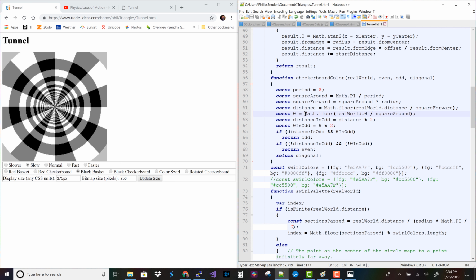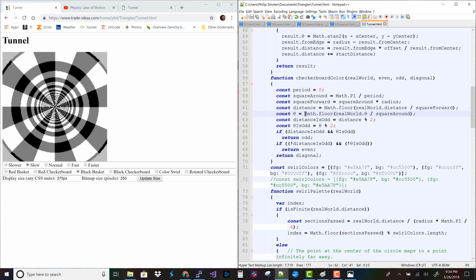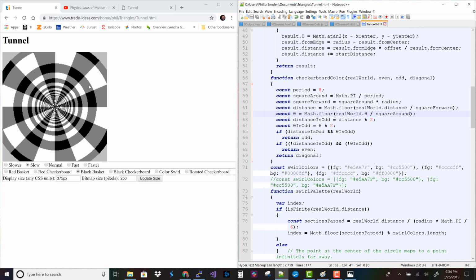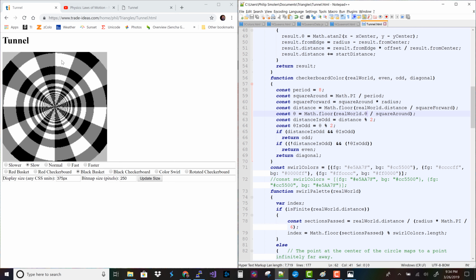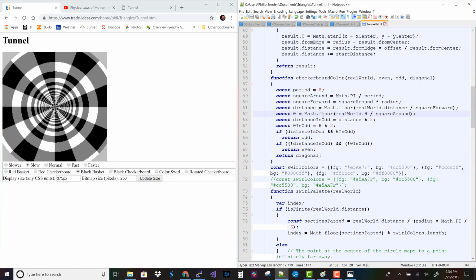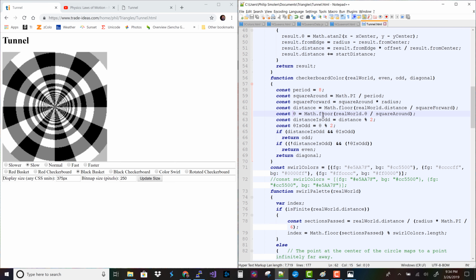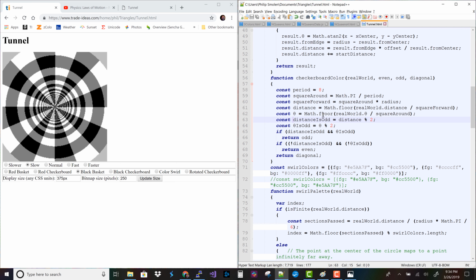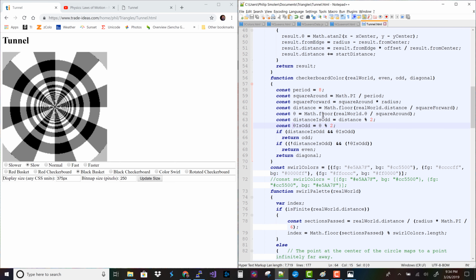And then the same thing with theta. We don't care exactly where we are around. We just care if we went enough units to go 1, 2, 3, 4 squares. And again, the same thing. We're going to throw out the fractional part. We don't care if we're halfway through a square. We just want to know which square we're in. And then we check both of those.